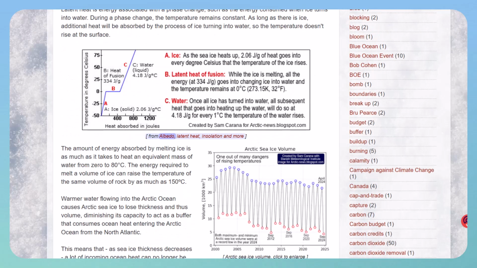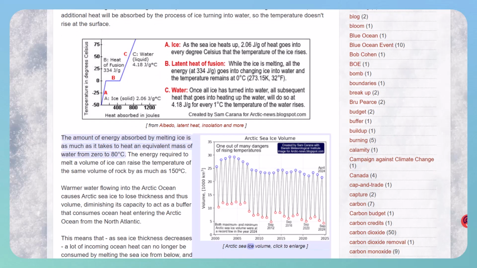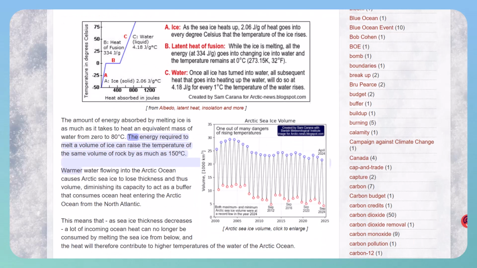From albedo, latent heat, insolation and more. Arctic sea ice volume, click to enlarge. The amount of energy absorbed by melting ice is as much as it takes to heat an equivalent mass of water from 0 to 80 degrees Celsius. The energy required to melt a volume of ice can raise the temperature of the same volume of rock by as much as 150 degrees C.